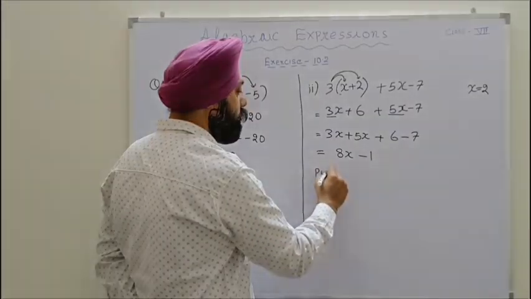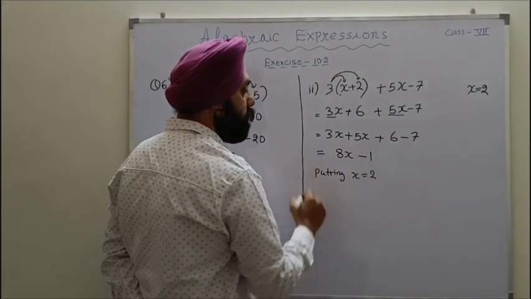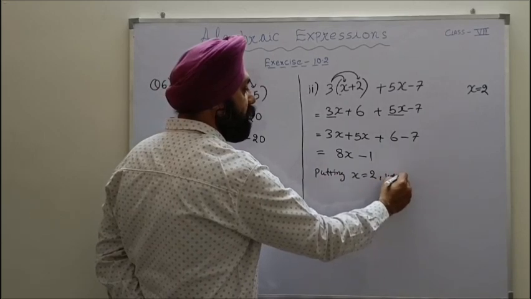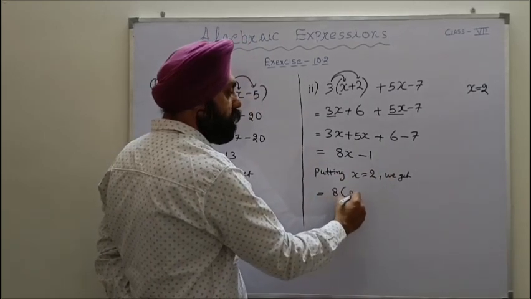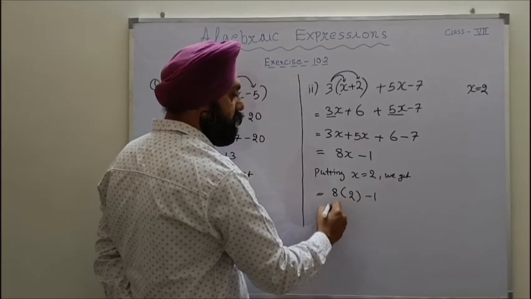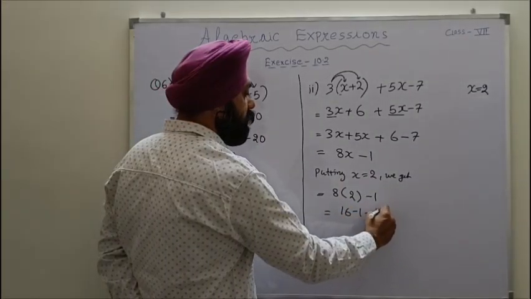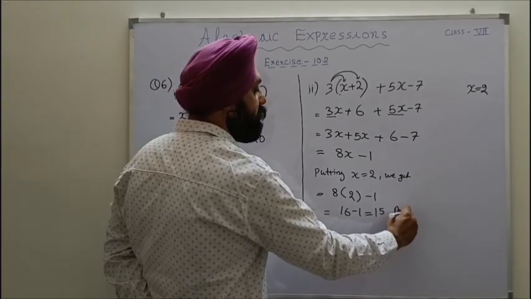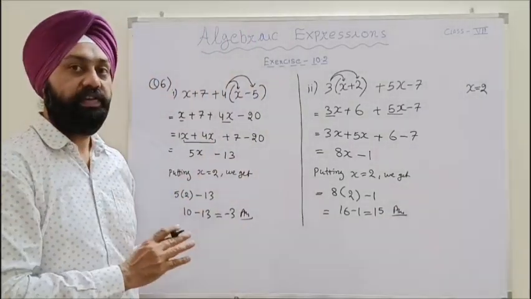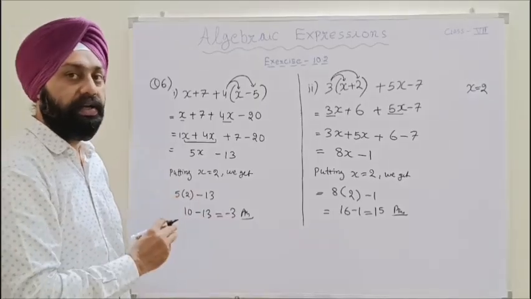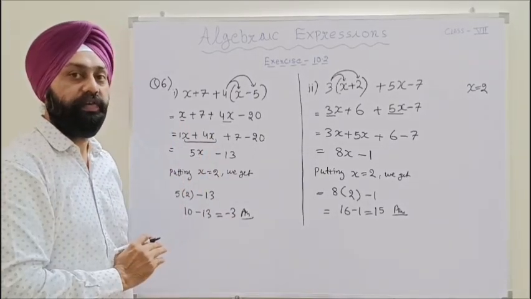Now we will put the value of x as 2. So what we will get? 8 into 2 minus 1, 8 2s are 16, 16 minus 1 is equal to 15. This is the answer for this expression. I hope you have understood. So whenever it is written simplify, you have to first open the brackets, combine the like terms and simplify, and then put the value of the variable.